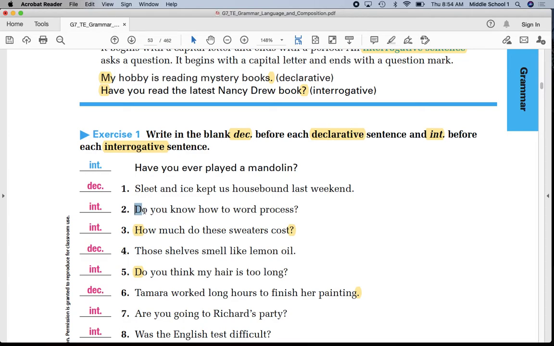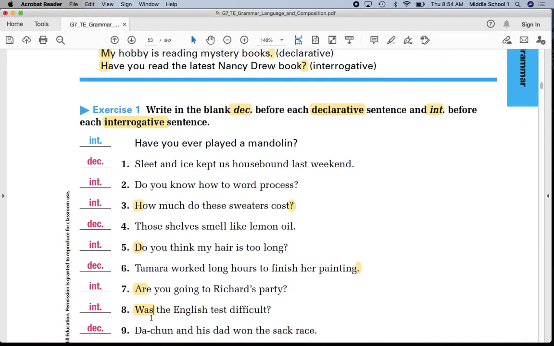Before we go any farther, I'd like for you to look at number 2, number 5, number 7, and number 8's first words of the sentence. Do, do, are, was. All of those sentences actually begin with a helping verb. And we'll notice that many of our interrogative sentences are going to do that. And that's going to help us as we get farther down when we are picking out the simple subjects and the simple predicates of the sentence, because they'll be split up by this helping verb which starts the sentence.